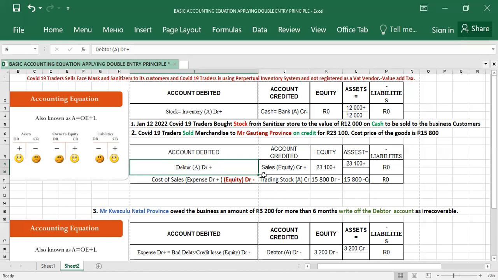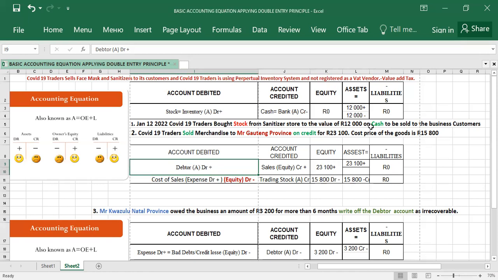Now, the account to be credited is the sales account. We all know that sales falls under owner's equity or equity account. So sales will be credited with a plus. We are still expecting more from this particular debtor who is owing us. We will have plus 23,000 under equity, and we will also have plus under the asset account, which is 23,000. When we debit the asset, we are saying we are still expecting to receive 23,000 from a debtor, the debtor's name being Gauteng province. When we credit sales, we are saying we are still expecting to receive more from that particular debtor because we have sold.